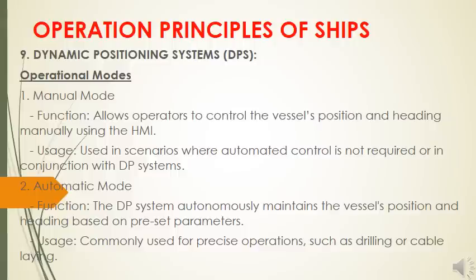Operational modes, such as manual mode. What does it do? It allows operators to control the vessel's position and heading manually using the HMI, the human machine interface. And for usage, it is used in scenarios where automated control is not required or in conjunction with DP systems. For automatic mode, the function is that the DP system autonomously maintains the vessel's position and heading based on preset parameters. It is commonly used for precise operations such as drilling or cable laying.